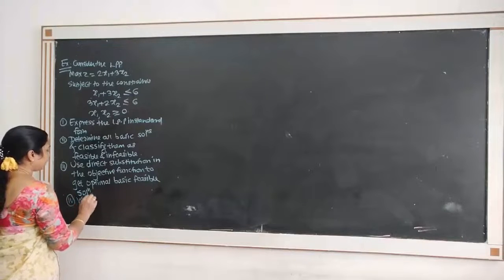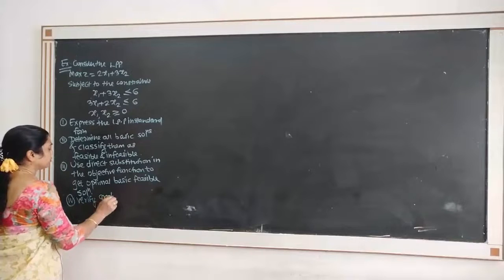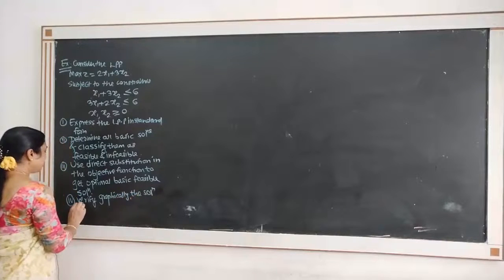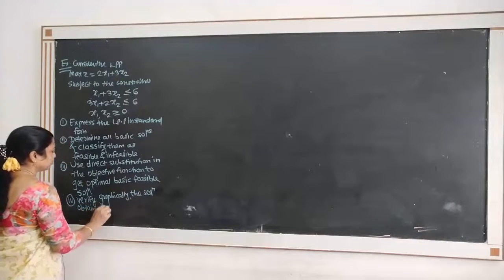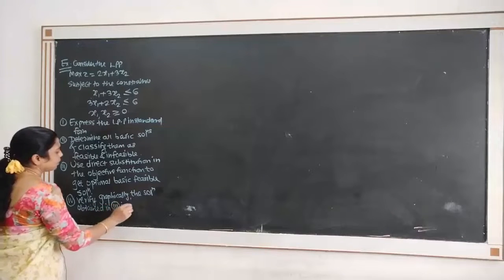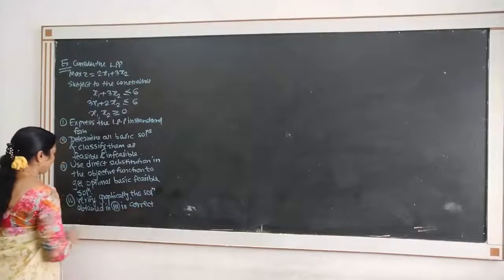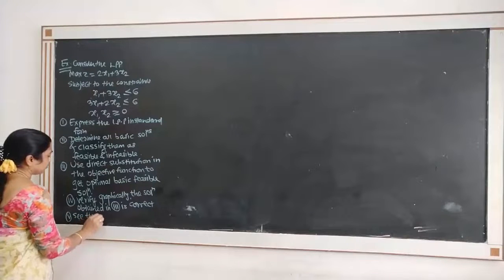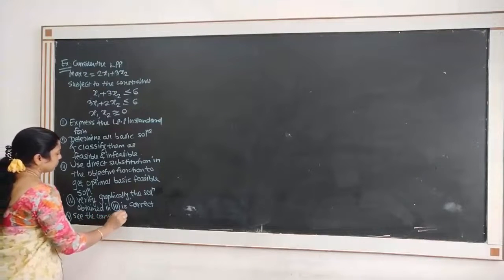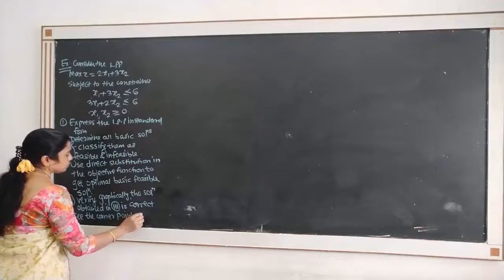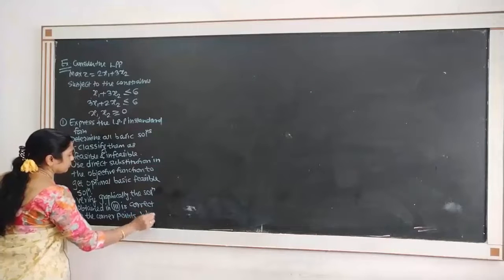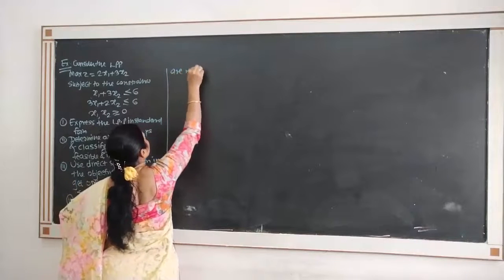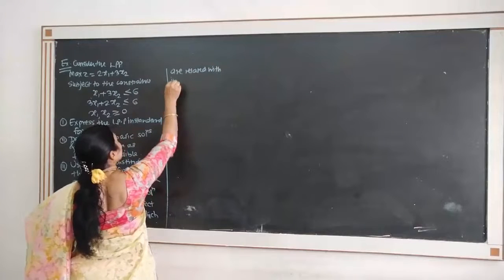Then verify graphically that the solution obtained in step 3 is correct and see how the infeasible solutions are related with the infeasible solutions.